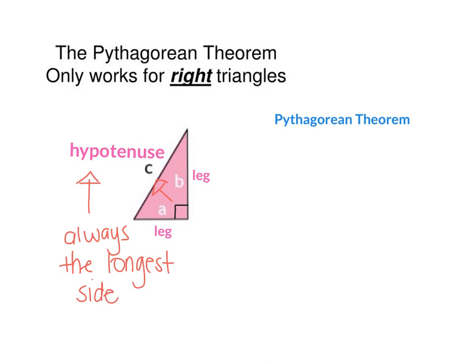Now the formula for the Pythagorean theorem is a squared plus b squared equals c squared. So if I have two sides of a right triangle, I can always find the third side.